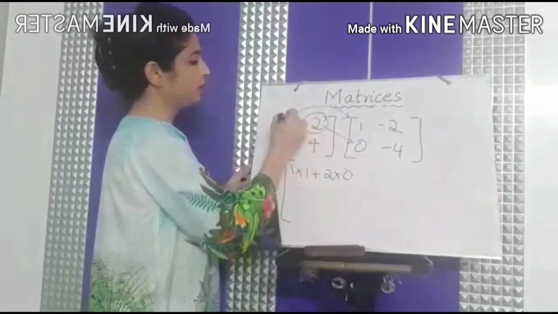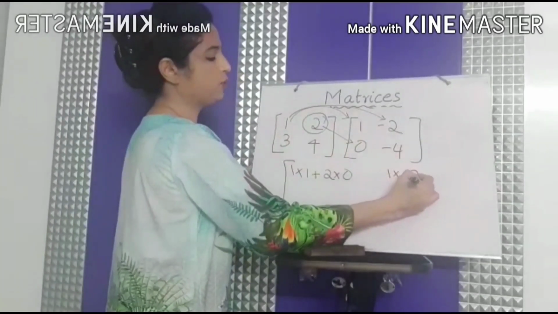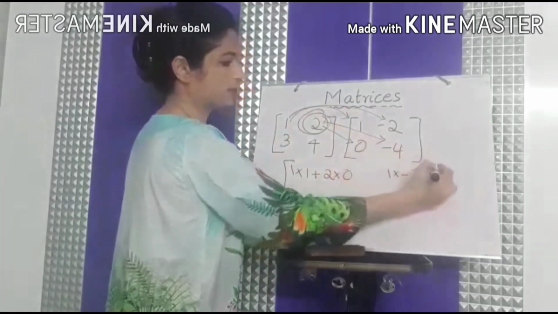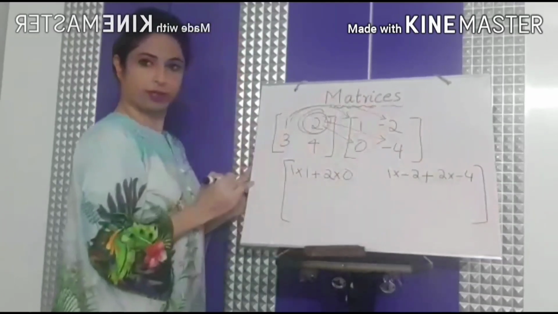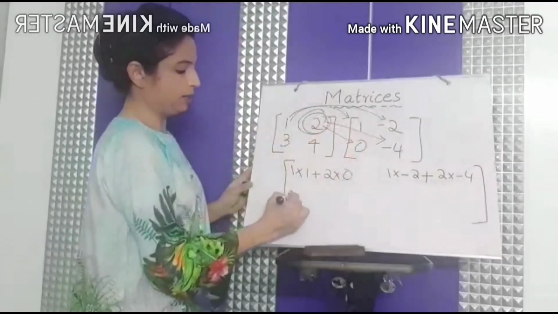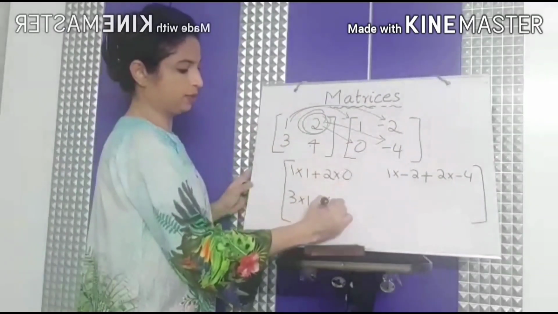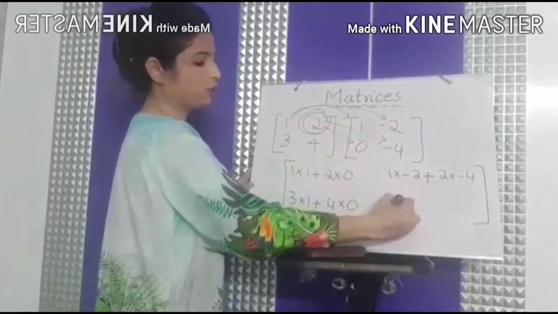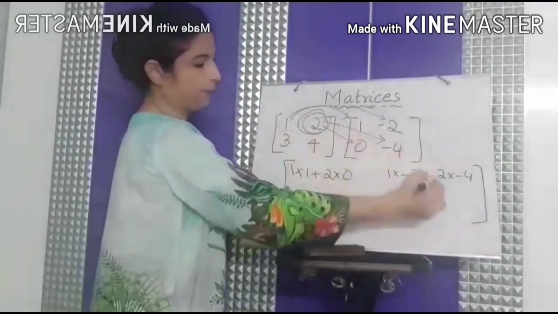Now for here, this multiplied by this, so 1 multiplied by minus 2, plus this multiplied by this, so 2 multiplied by minus 4. Similarly for this, 3 multiplied by 1 plus 4 multiplied by 0, and 3 multiplied by minus 2 plus 4 multiplied by minus 4.